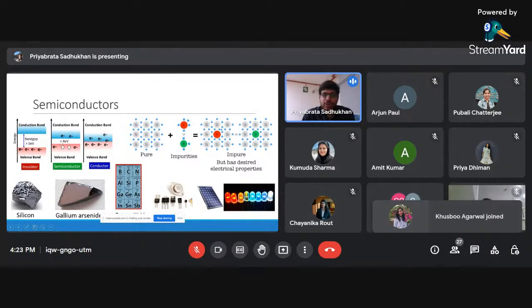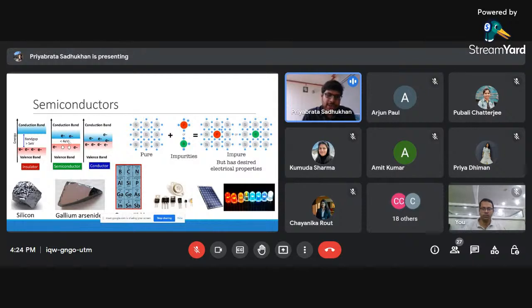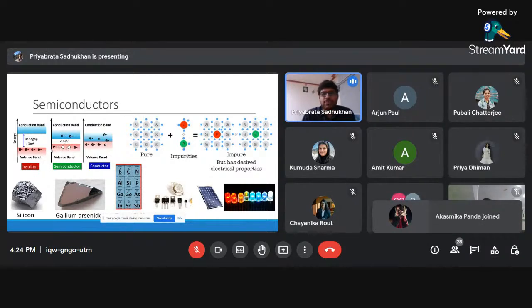Now, semiconductors have some beautiful properties: their band gap is not as high as insulators, but not low like conductors. So they have a certain band gap, about 0.5 electron volt to 4 electron volt. If we can supply sufficient energy to the electrons in the valence band, then the electron can move to the conduction band, absorbing that energy. And when the electron moves to the conduction band, it leaves a vacant space in the valence band.